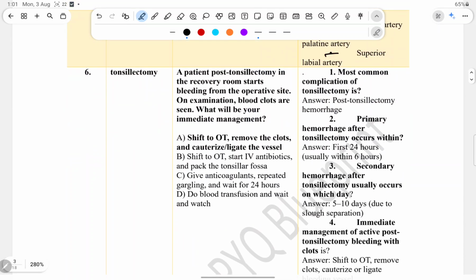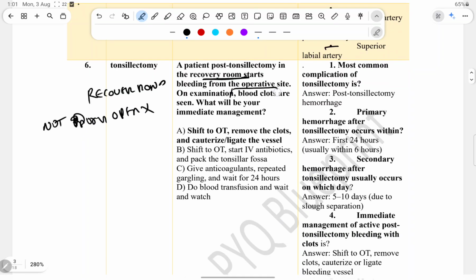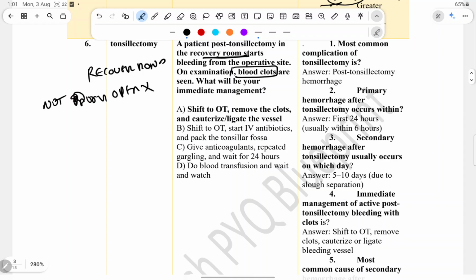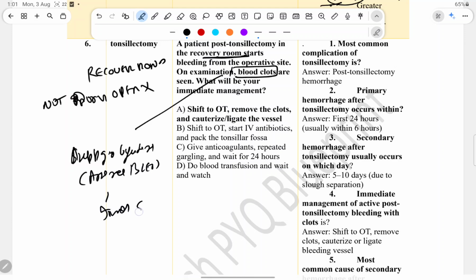Next, a patient presents post tonsillectomy in the recovery room and starts bleeding from the operative site. Okay, it is in the recovery room, not during operation. Blood clots are present. What will we do? It is a cause of slippage of the ligature due to arterial bleed. So we will immediately shift and religate it. So this can be the answer.